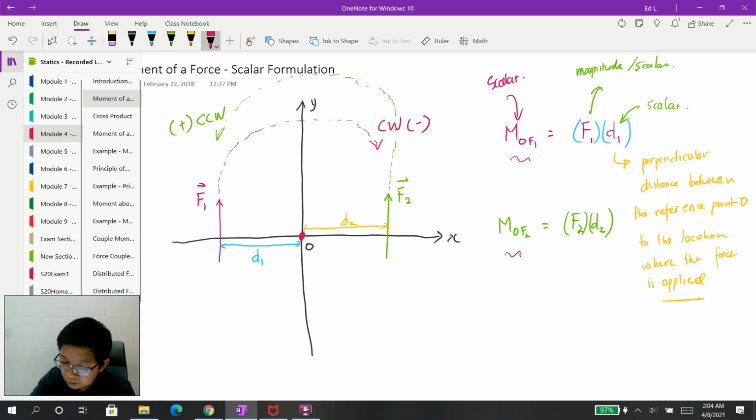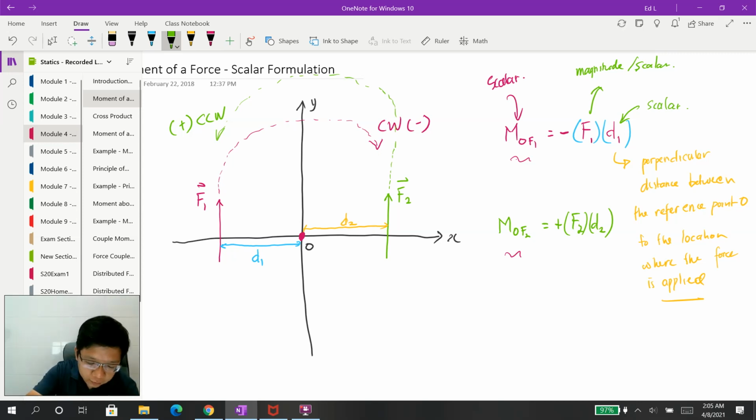So here, I think we need to start putting the sign that is negative for the moment due to F1, and the moment about point O due to force F2 is positive.